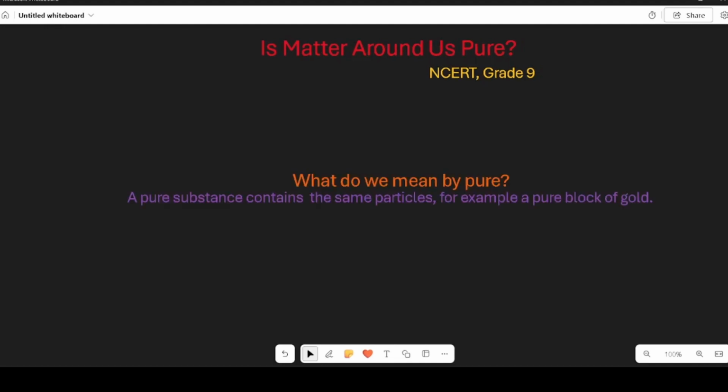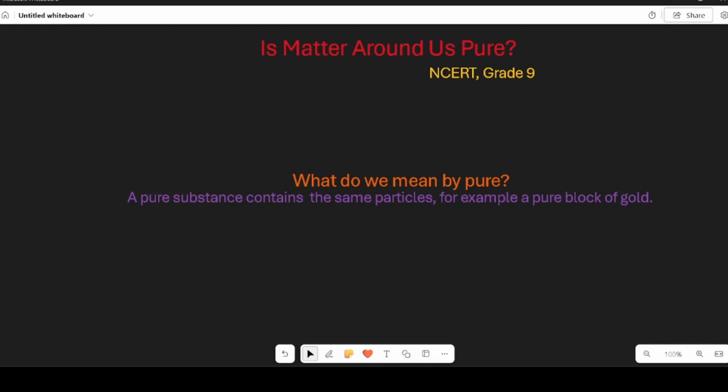First, let's discuss this question. What do we mean by the word pure? When you ask any scientist what pure means, he would say that a substance which has the same particles. Like, if he takes an example, gold. Gold has only gold atoms, no other atoms. Silver has only silver atoms. If you mix an alloy with it, it's no longer pure for the scientist.